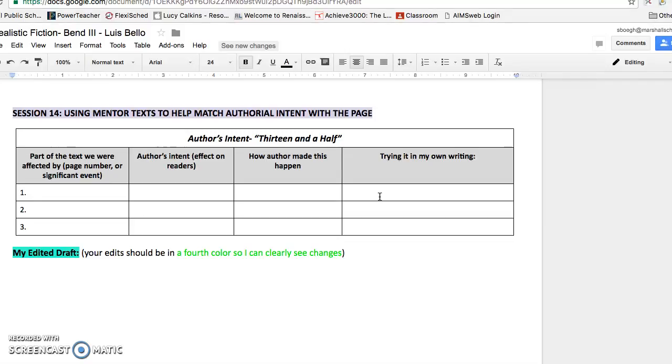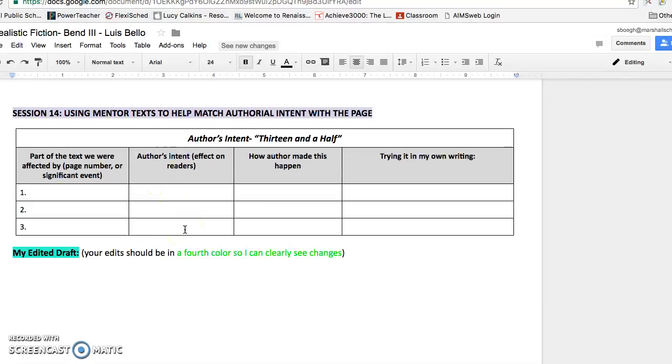So today you are going to go through 13 and a half. You're going to find a part of the text that you were affected by. So maybe it's a moment that you laughed or cried or you felt a little strange, whatever. I'm asking for 3 different parts of the story. Okay. In the second column, then, you are going to note what effect it had on you as the reader.